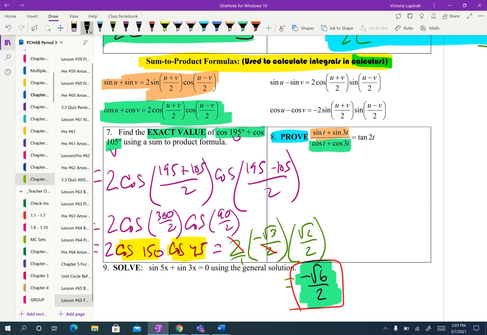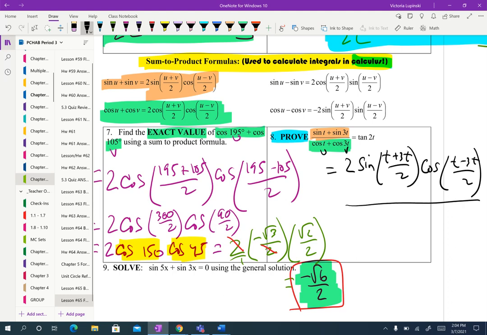I'm going to go ahead and start plugging in. And again, your u is going to be the first value, and your v is going to be the second value. So based on the formula here, I'm going to start with 2 times the sine of t plus 3t over 2 times the cosine of t minus 3t over 2. And again, that's using the orange formula.